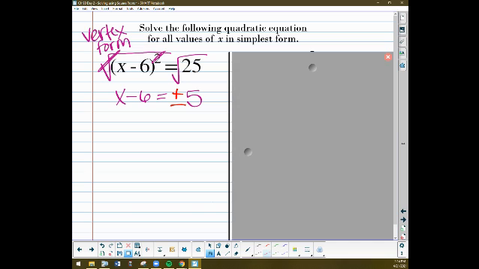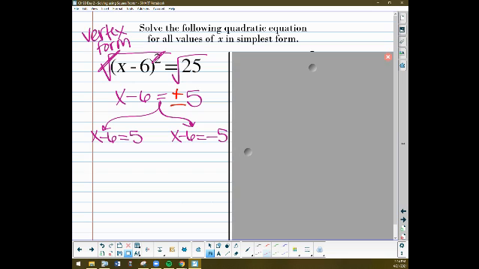Well, this is really two equations. And at this point, I'm going to set up two equations. Because plus or minus 5 is two numbers. It's positive 5 and negative 5. I have to set up one equation, x minus 6 equals positive 5. And then another equation, x minus 6 equals negative 5. So it's really two equations that I need to solve, two values for x.